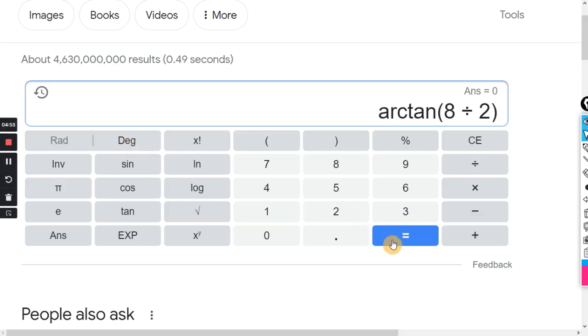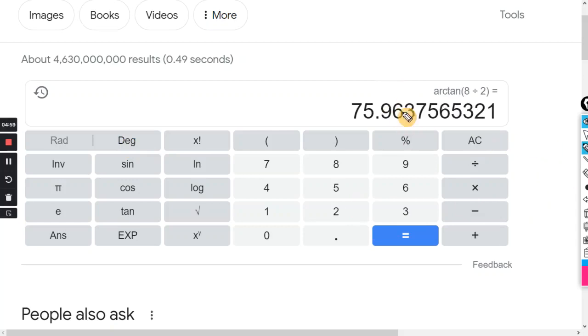Hit equals, and they said round to 1 decimal place. So you want to look at the second decimal. If it's 5 or more, you round it up. So 75.9 is going to be rounded up to 76.0.